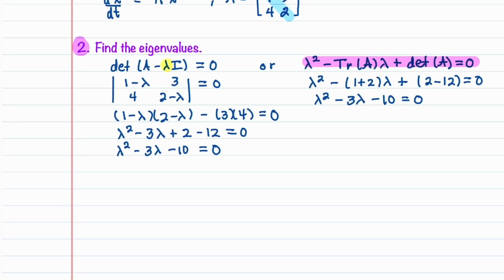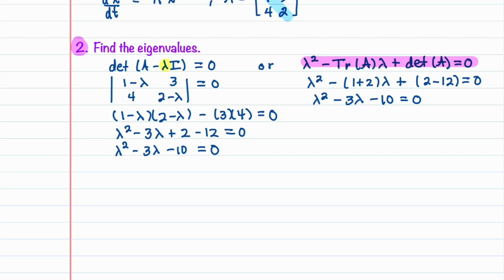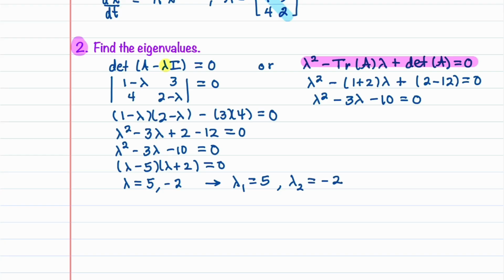Let's go down here and factor this. We can factor this as lambda minus 5 and lambda plus 2 is equal to 0. So this gives us lambda is equal to 5 and lambda is equal to minus 2. I'm going to let lambda 1 be equal to 5 because that's the biggest eigenvalue and it's called the dominant eigenvalue. And then I'm going to let lambda 2 be the other one, which is minus 2.